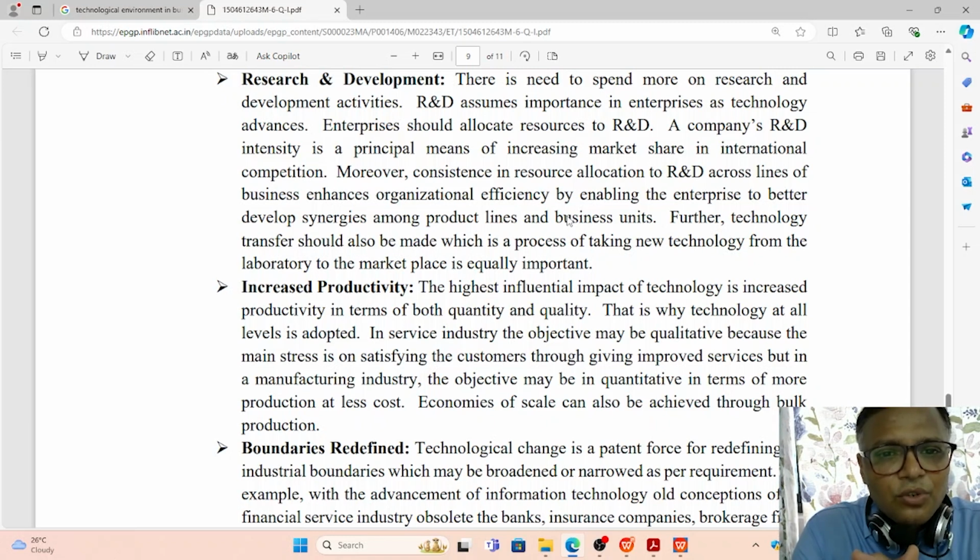Further, technology transfer should also be made, which is the process of taking the new technology from the laboratory to the marketplace, and is equally important.